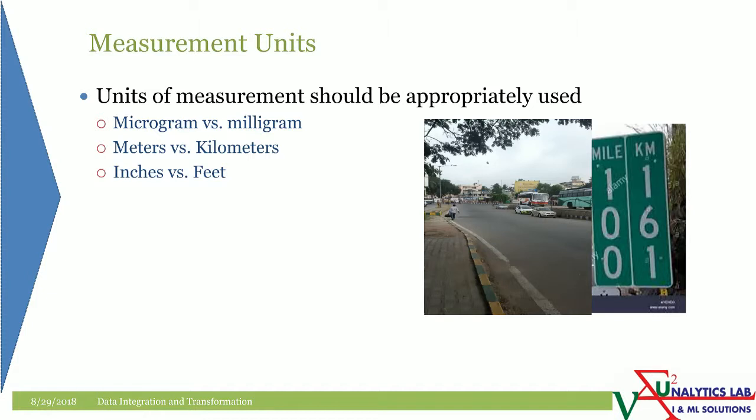Measurement units, and how important they are. For example, we know that some of the drugs are prescribed in micrograms and some may be in milligrams. Suppose somebody misunderstands this and uses a milligram instead of a microgram, there can be severe issues. So, meters versus kilometers, inches versus feet, mile versus kilometer. We need to be cognizant of what input we need to give, whether the measurement unit is appropriate, and then ensure that our input is accurately transformed to the required input.